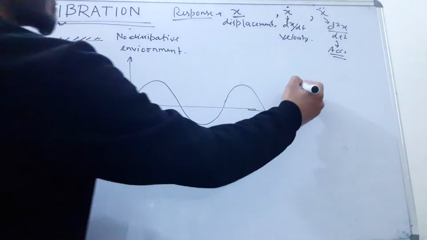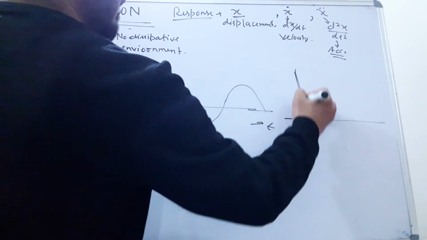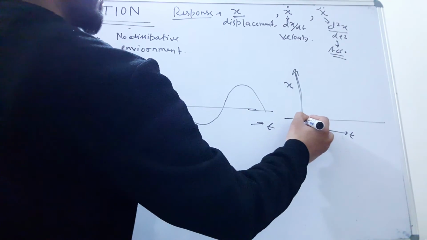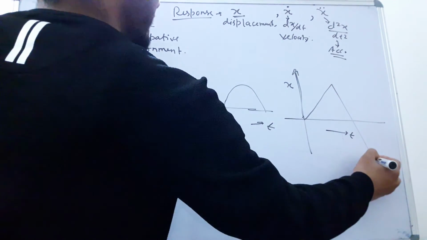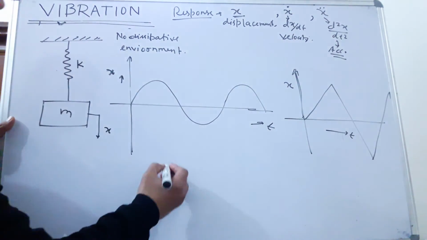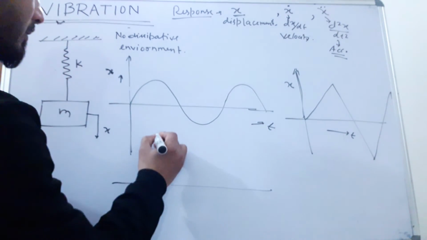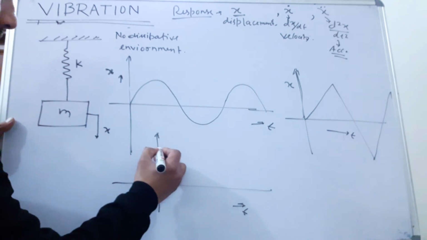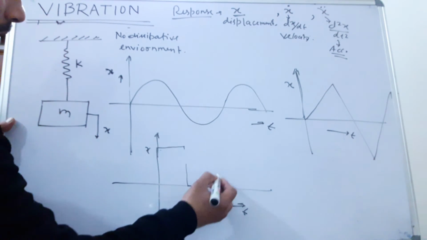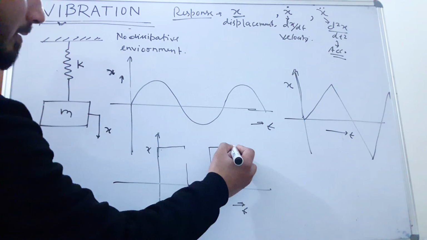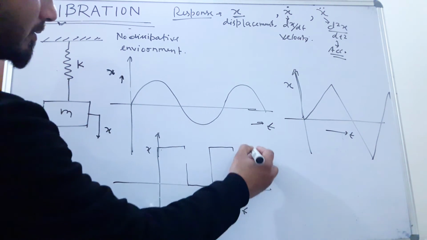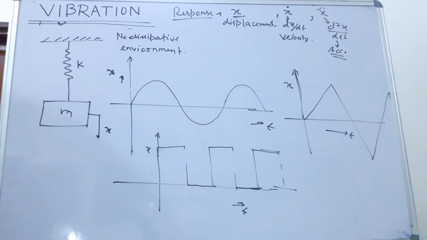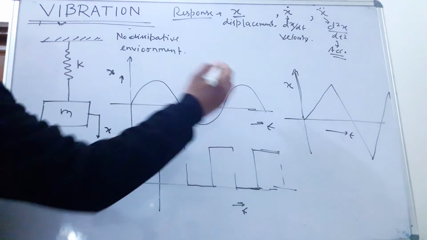Second response, the second representation is, this is displacement and this is time, and let it look like this one. And I am drawing the third response like this. Let it look like this, then become 0, then again it comes like this at some position, then become 0. This response is termed as harmonic.